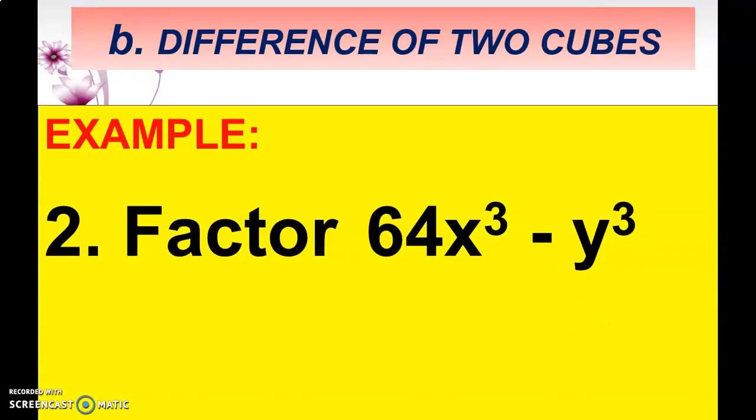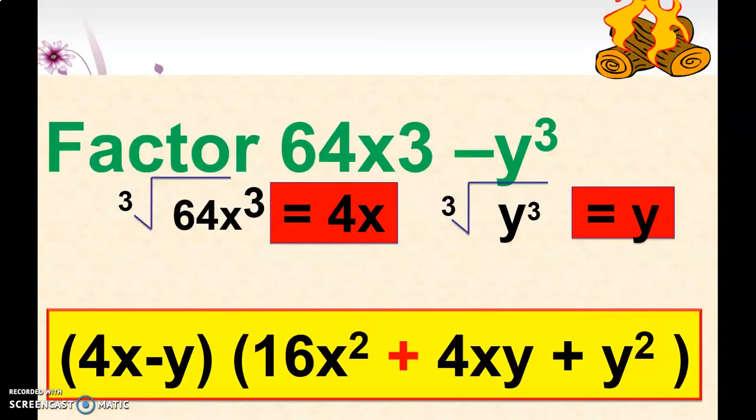Okay, next example. Factor 64x cubed minus y cubed. Same process. Get the cube root of your first and last term. So, cube root ng 64x cubed. 64 ay 4. Then, x cubed, x. y cubed is y. Sulat ulit natin sa 4x and y. Tapos, negative ang ating binomial. Expand ulit natin. 4 times 4, 16. x times x, x square. Then, product ng dalawa. 4x times y is 4xy. Positive ang gitna. Then, negative y times negative y is positive y square.